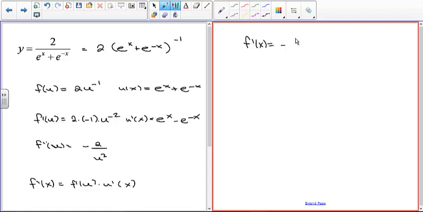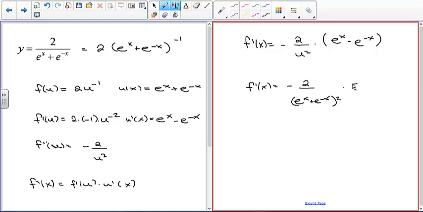so you have negative 2 over u squared times e to the x minus e to the minus x. And then you would plug back in u, so you get negative 2 over u squared. U is e to the x plus e to the minus x. That whole thing squared times e to the x minus e to the minus x. Again, I'm putting in parentheses, so I know that I'm multiplying this by the whole quantity.